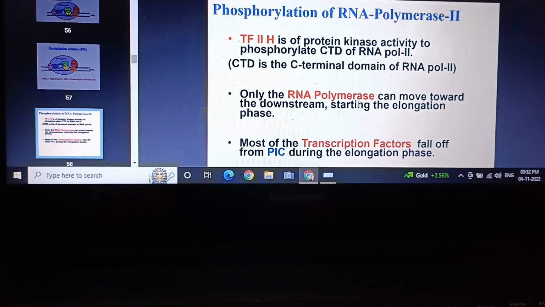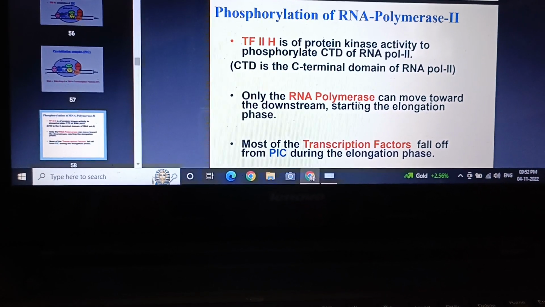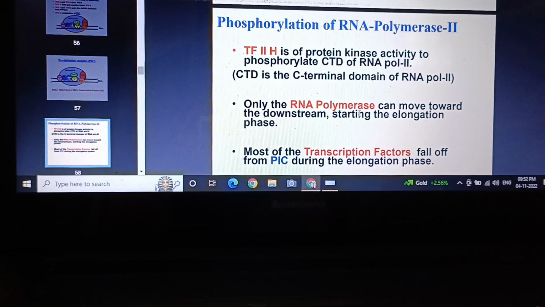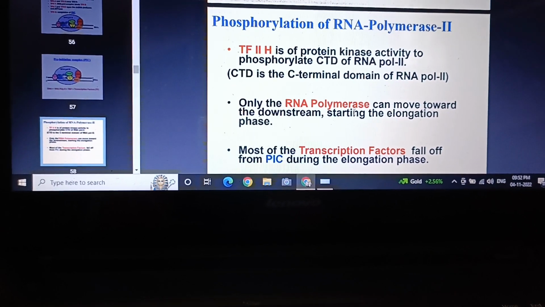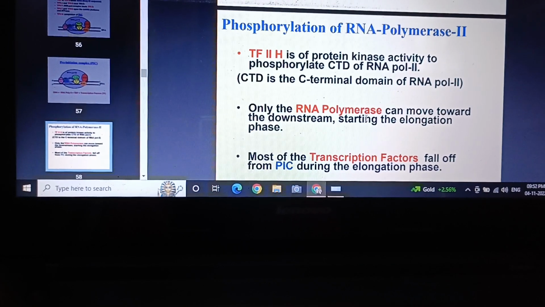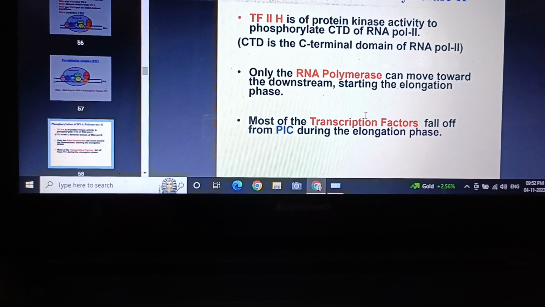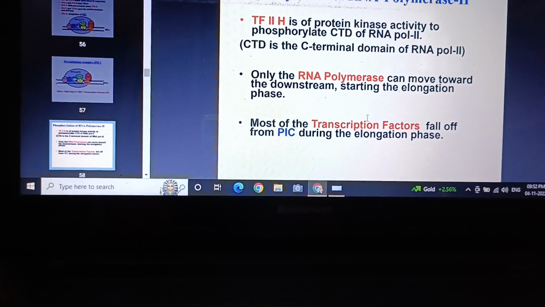Where is the downstream present? When the transcription starting site is there, that is your downstream, which will be denoted like a plus symbol. Okay, starting the elongation phase. Most of the transcription factors fall off from the PIC during the elongation phase.